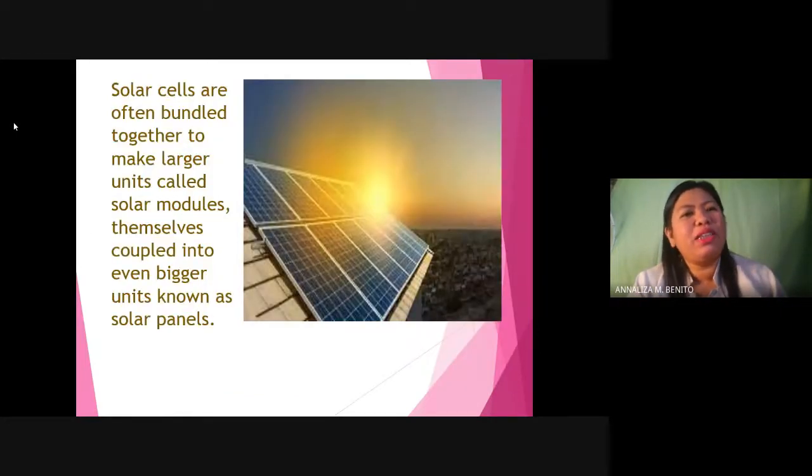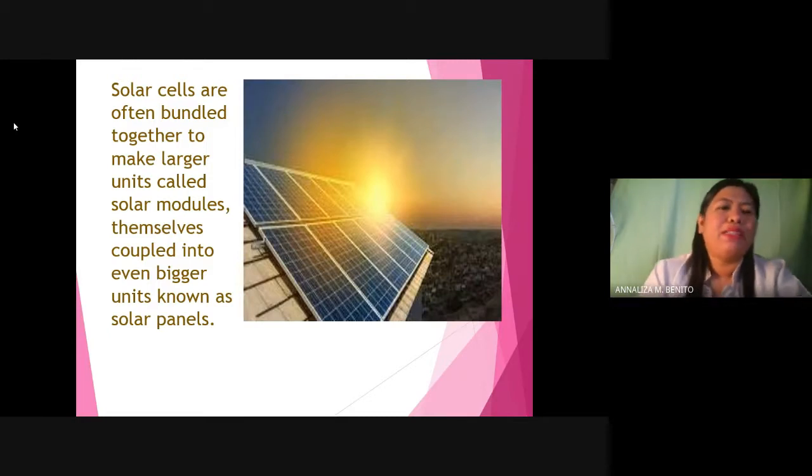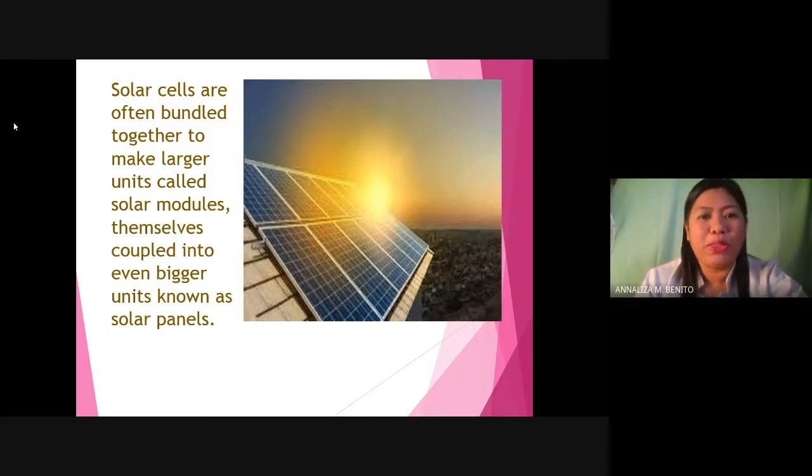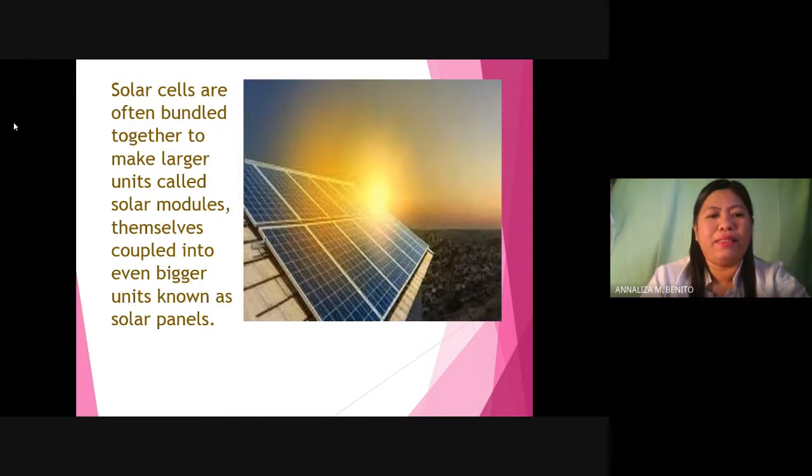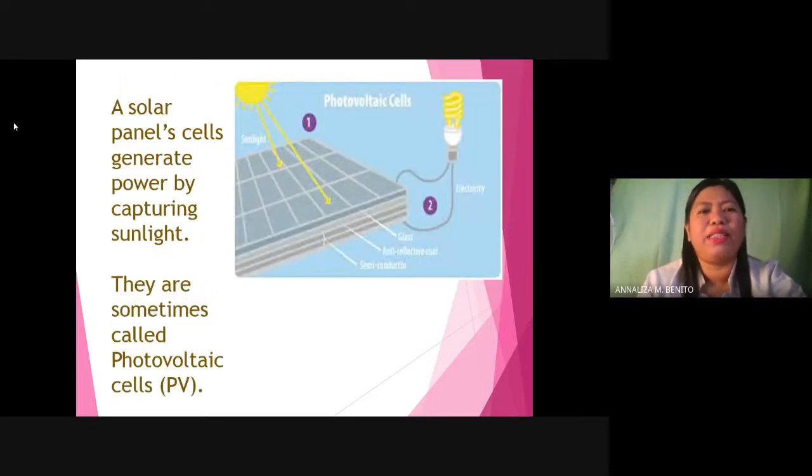Okay. So solar cells are often bundled together to make larger units called solar modules, which are themselves coupled into even bigger units known as solar panels. So a solar panel's cells generate power by capturing sunlight. They are sometimes called photovoltaic cells or PV. So the sunlight coming from the sun is the main source of energy to produce electricity.